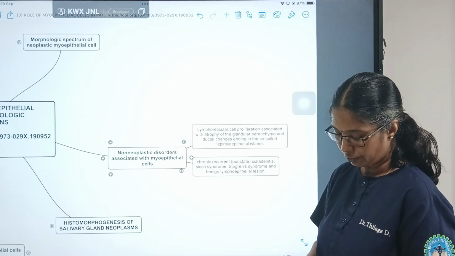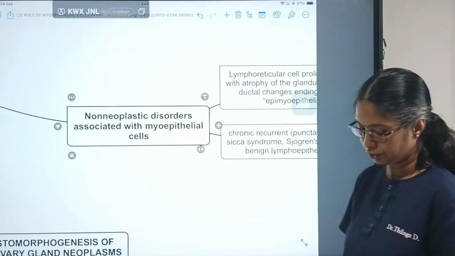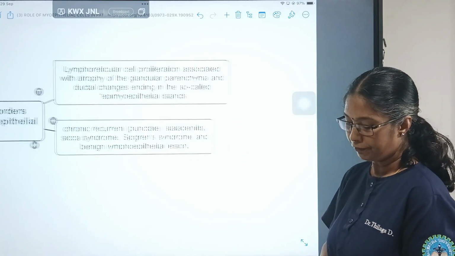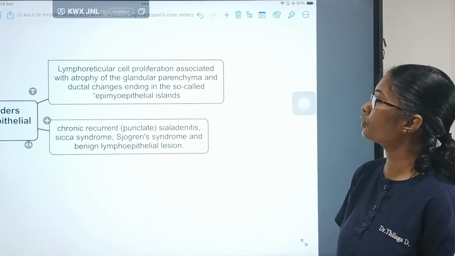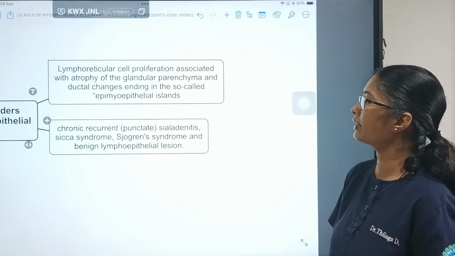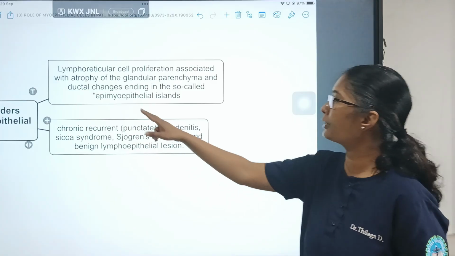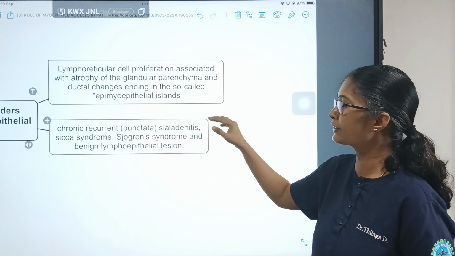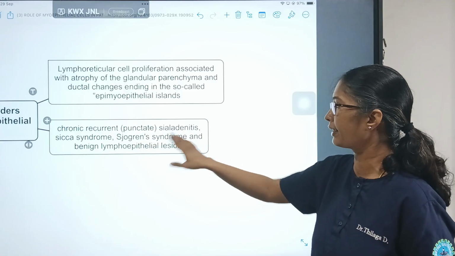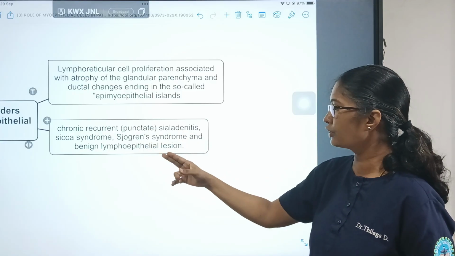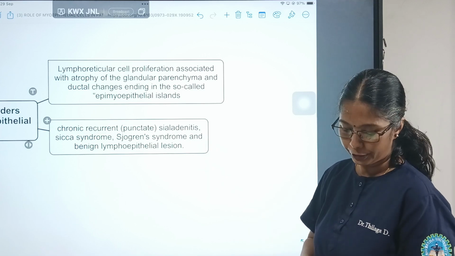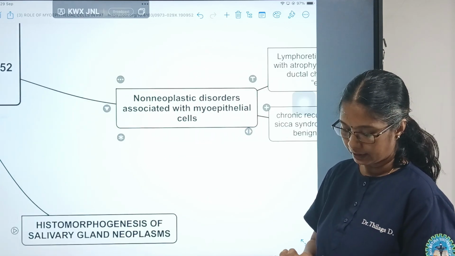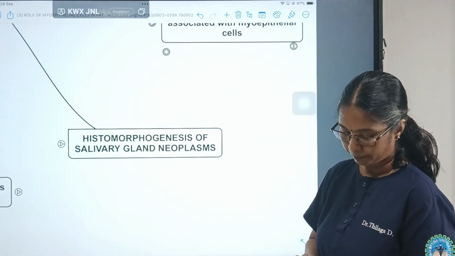And what are the non-neoplastic disorders associated with myoepithelial cells? The lymphoreticular cell proliferation associated with atrophy of glandular parenchyma and ductal changes ending in epimyoepithelial islands. And where are these found? They are found in chronic recurrent sialadenitis, Sjögren syndrome, and benign lymphoepithelial lesion. These are the non-neoplastic disorders of the myoepithelial cells.